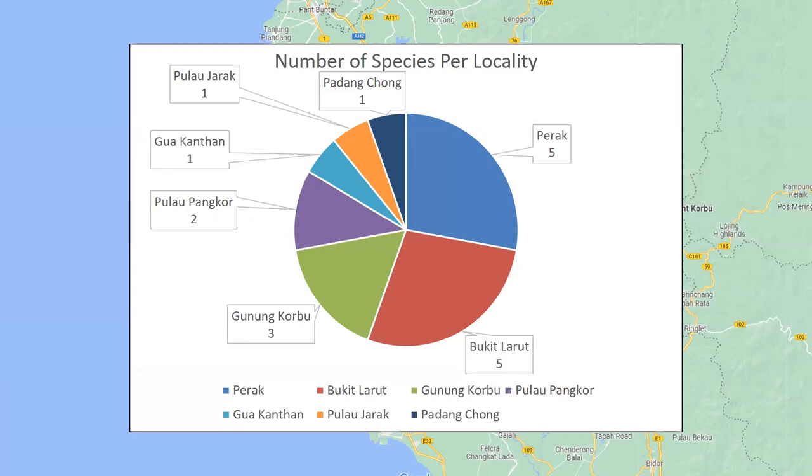Okay. Sini kita dapat tengok summary species per locality. Yang paling tinggi kita tengok sebanyak spesies yang terdapat di Bukit Larut dan diikuti oleh Gunung Korbu, Pulau Pangkor dan Gua Kantan, Pulau Jarak dan Padang Chong terdapat satu spesies yang terancam. Jadi kita harapkan dengan more research pada upcoming years, kita dapat menyumbangkan lokaliti ataupun spatial data yang dapat mengenal pasti lokasi-lokasi bagi spesies terancam ini untuk proses pemuliharaan di negeri Perak.